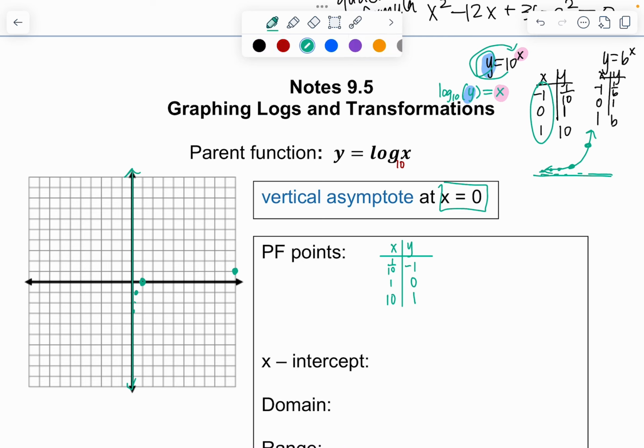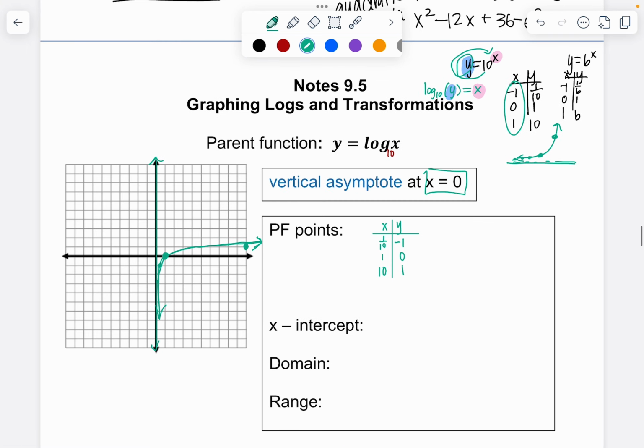And so our graph looks kind of like exponential, but flipped. And so you're always going to have a vertical asymptote. And I like to think of it as it kind of looks like square root. So if you start at just the x-intercept, it goes up to the right, but then it has a tail that goes down towards the asymptote.